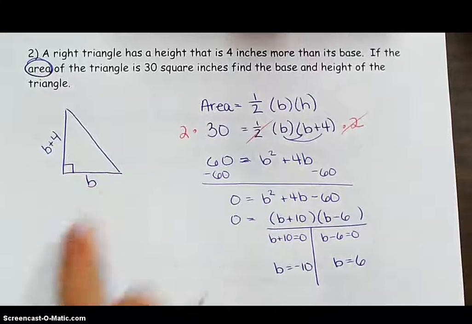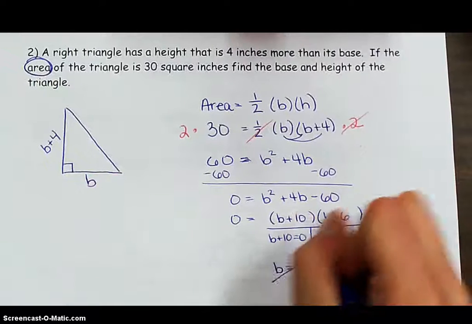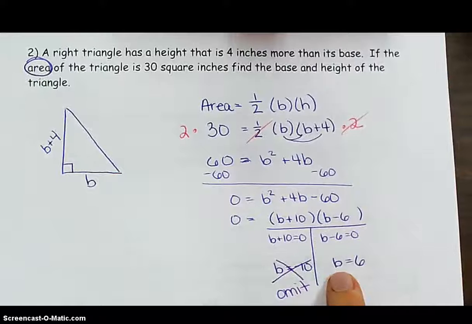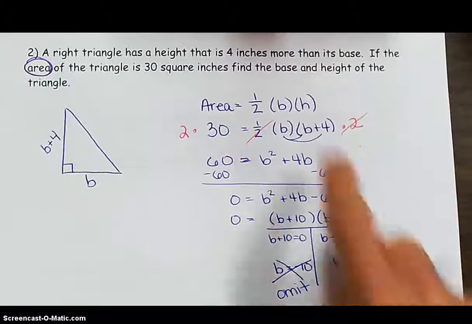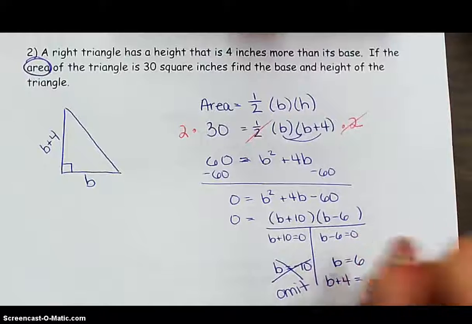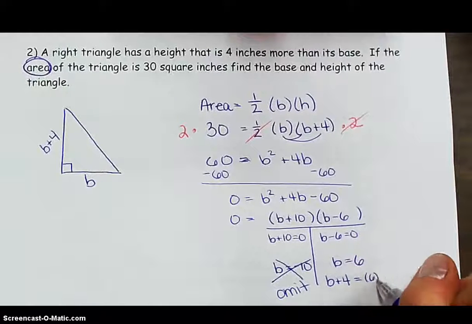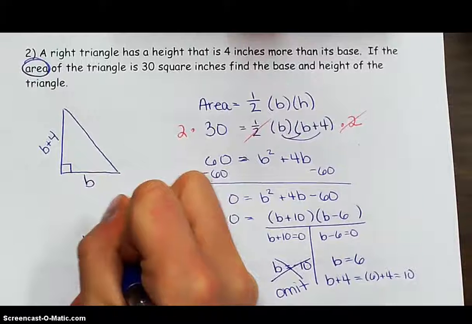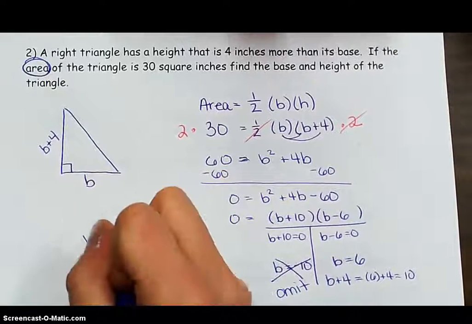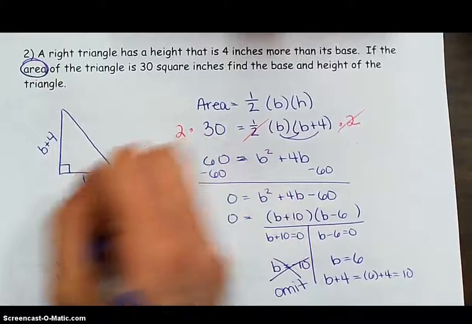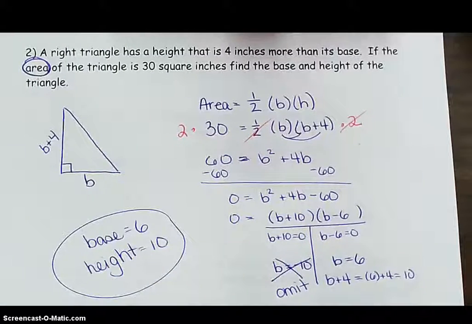Can the side of a triangle ever be negative? Nope, so we cross that out and we write omit. So now I know B is equal to 6, but they want the base and the height, which we know is B plus 4. So if we plug that in, it's going to be 6 plus 4, which equals 10. So that means the base is equal to 6, and the height is equal to 10. And we have it. All right, we're going to continue down now to question 3.